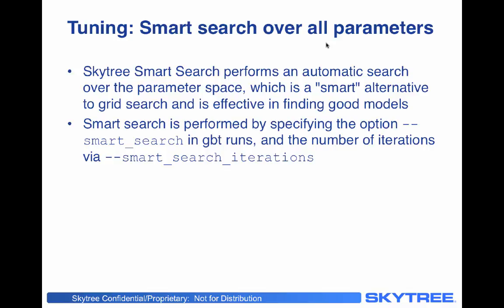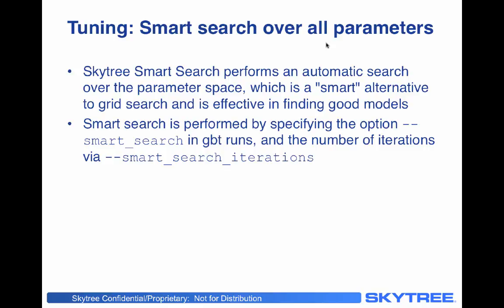Skytree has a smart search option that automatically explores the parameter space and zooms into promising regions to optimize the notion of accuracy chosen by the user. To turn on the smart search, you just need to use the --smart_search option, and you need to specify the desired number of iterations by using the smart search iterations option.